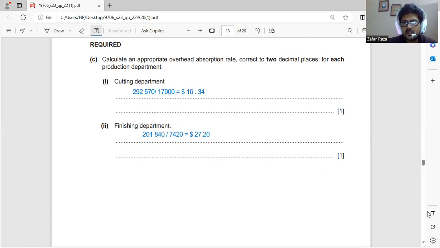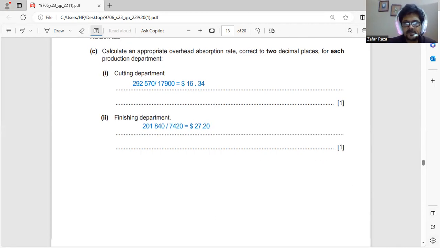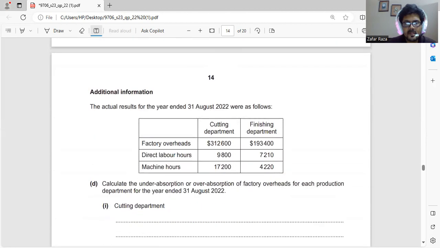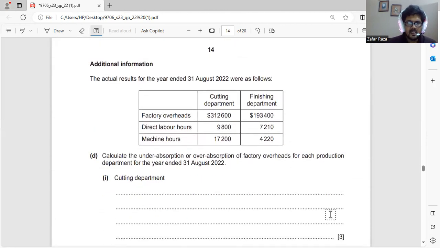Okay. Now come to the next part. Now we have to calculate over absorbed and under absorbed.